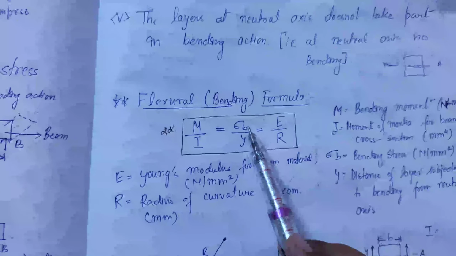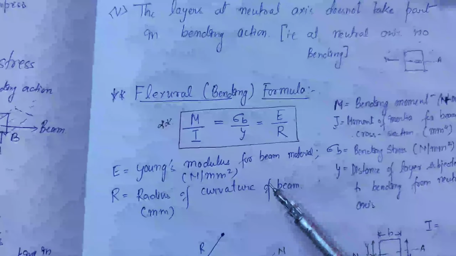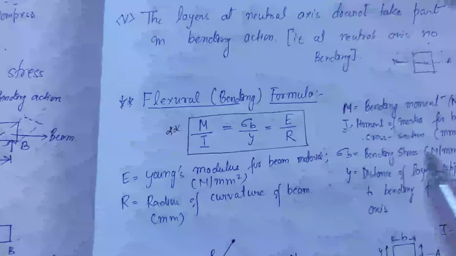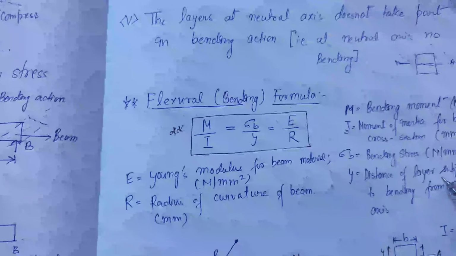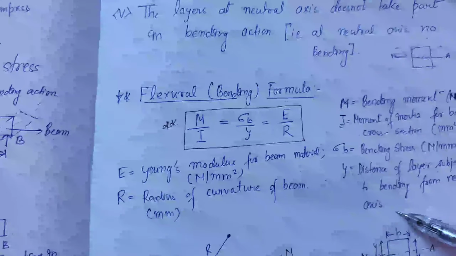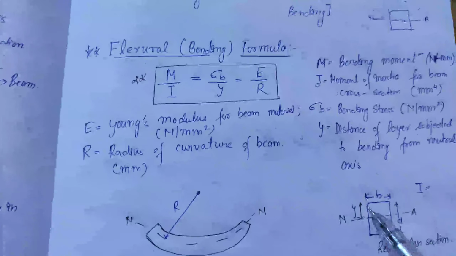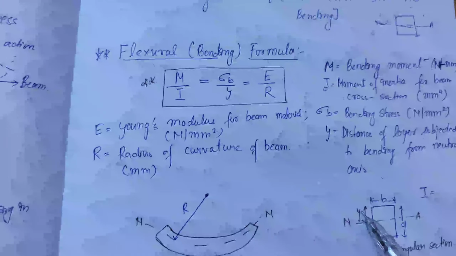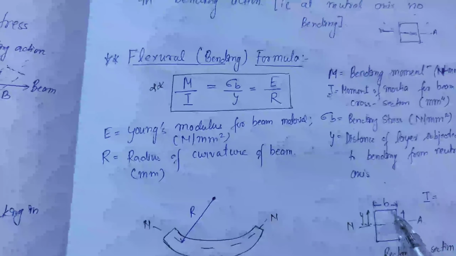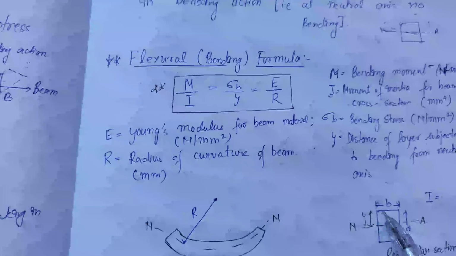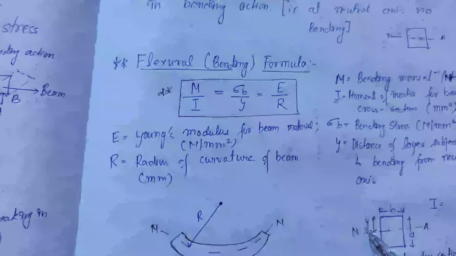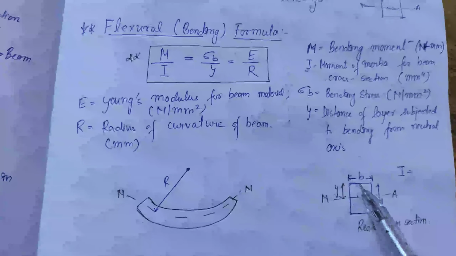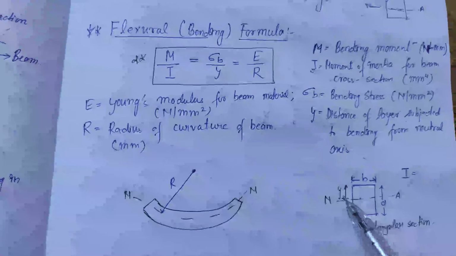Now let's move to sigma b. Sigma b is the bending stress, which we have discussed recently. Its unit is Newton per mm square. Next I have y. y is the distance of the layer subjected to bending from the neutral axis. Suppose I consider a rectangular section; this is my neutral axis. The distance of the topmost layer from the neutral axis is represented by the y distance. So this is y.